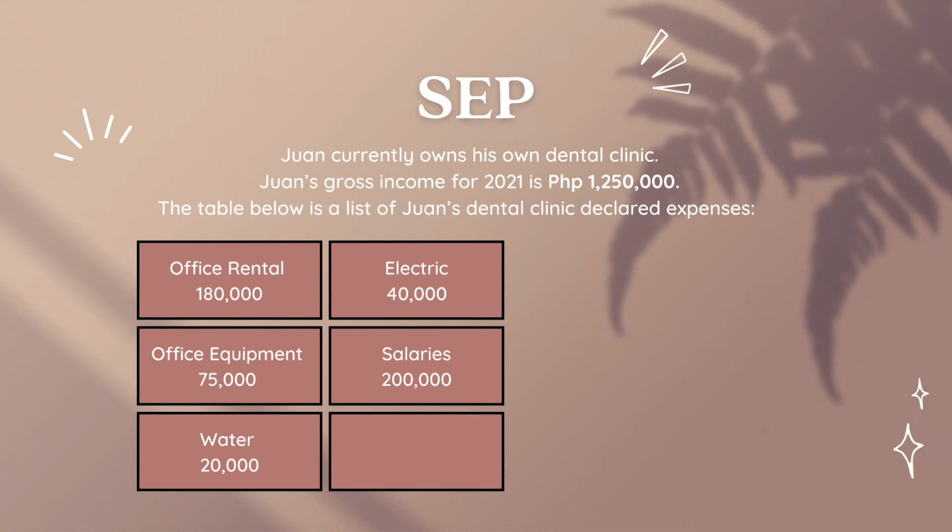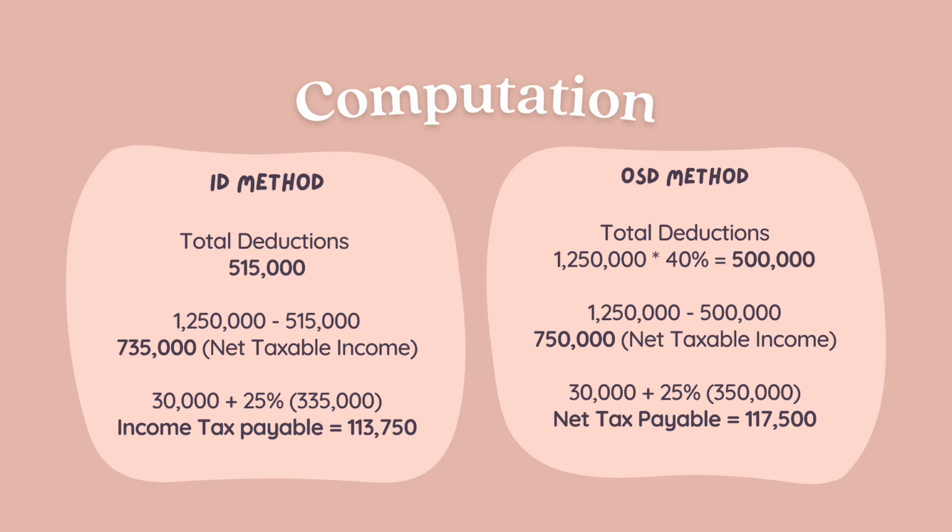So for the ID method, you would add up all your itemized deductions: the office rental, office equipment, water, electric, salaries. That would get you $515,000. And then you would subtract your total itemized deductions from your gross income, which would result in $735,000, which will be your net taxable income.